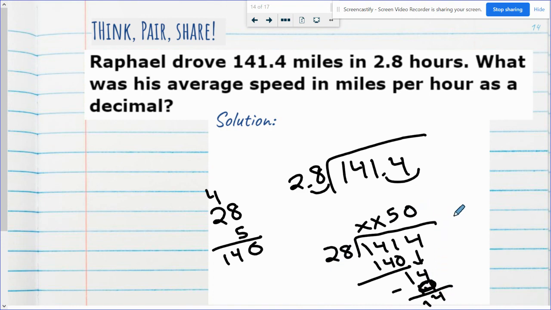Subtract, we get 14. Now here is where we're going to add in that decimal point and bring down another 0, because we're not just going to write remainder 14. 28 goes into 140, and we already know that that goes in 5 times. So my final quotient would be 50.5. He went 50.5 miles per hour.